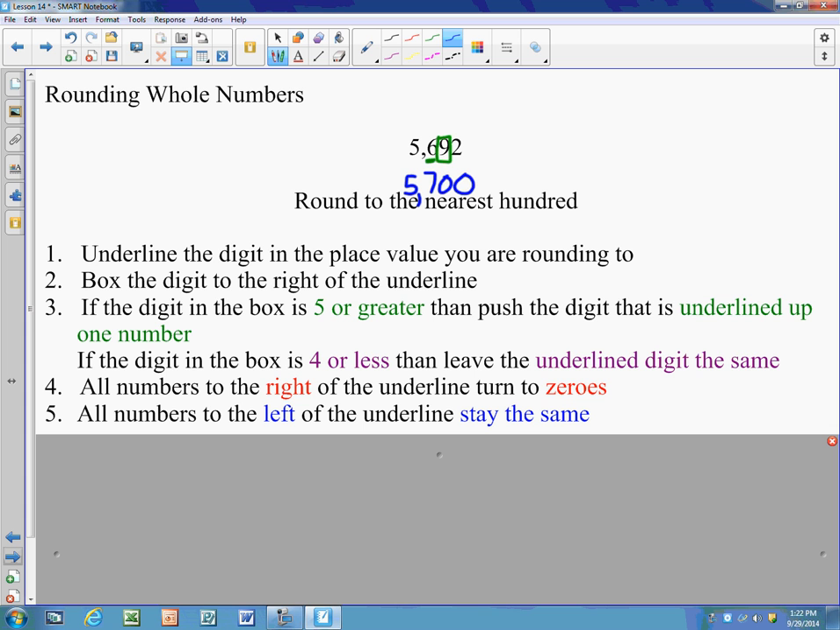So that's the end of that video. So that is lesson 14, rounding whole numbers.